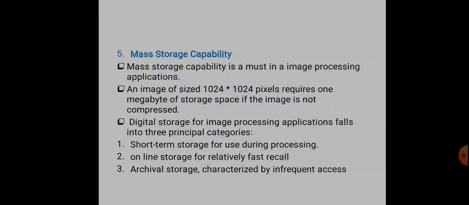The digital storage for image processing applications falls into three principal categories: short term storage, online storage, and archival storage. Short term storage is used during the processing of the images. For fast recall, when you have already saved an image but have to access it again, online storage is available. Archival storage is for infrequent access, when you saved the images but do not often use them.